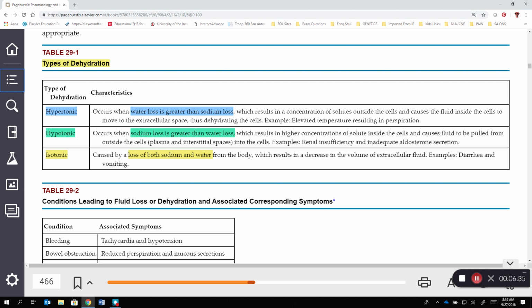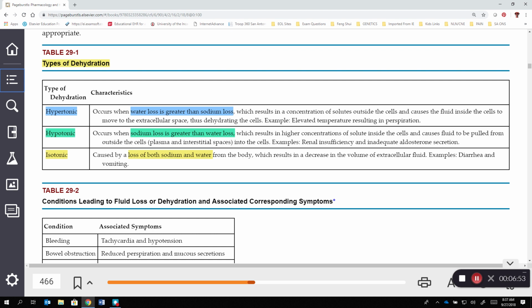So there's a water loss which is greater than sodium loss. When you have a lot of urine output, there's a lot of sodium that goes with that. But perspiration is coming through the skin, so you're losing more water than you are sodium. That's a hypertonic type of dehydration.